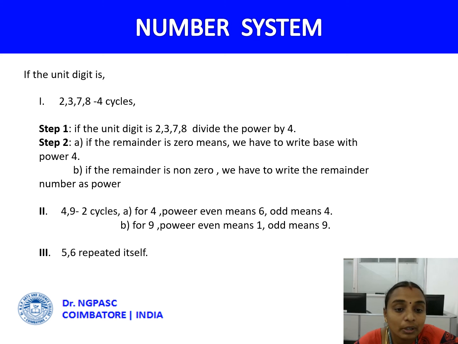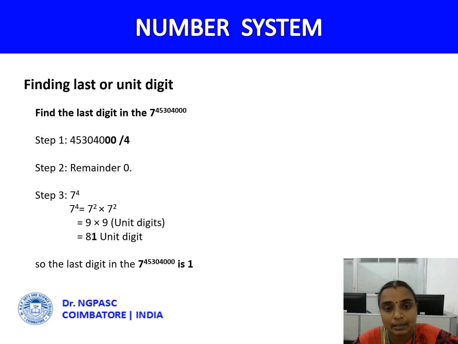So what about 4 and 9? This is nothing but the 2 cycle. For 4, if the power is even, 6 will come, and if the power is odd, 4 will come. For 9, if the power is even, 1 will come, and if the power is odd, 9 will come. For the third one, that is 5 and 6, I already told how 5 and 6 will come. It is a repeating process. So we have to put the same number. For 5 we put 5, and for 6 we put 6 there.